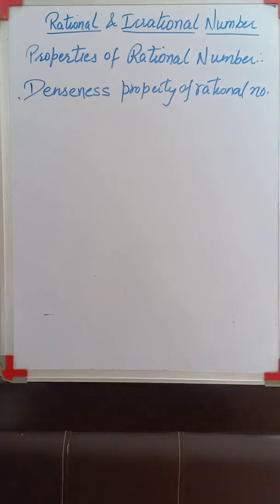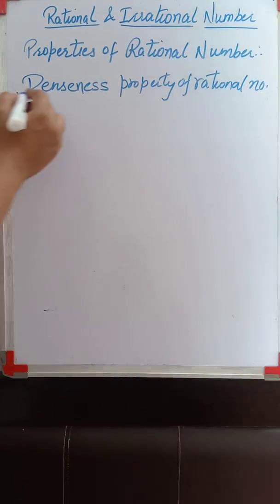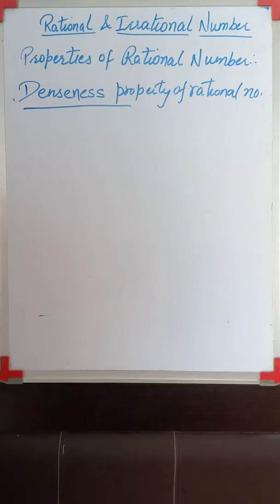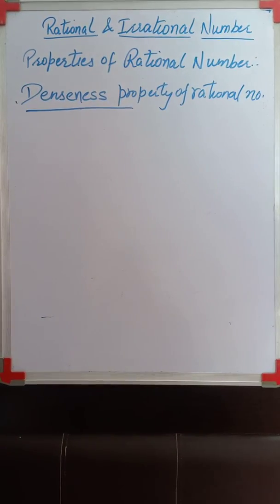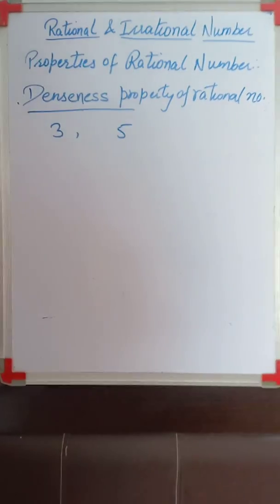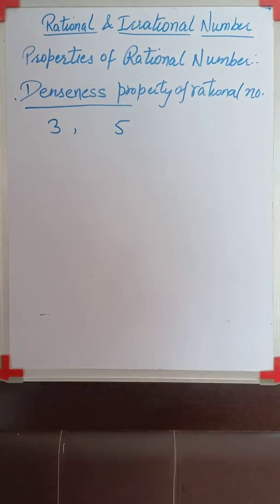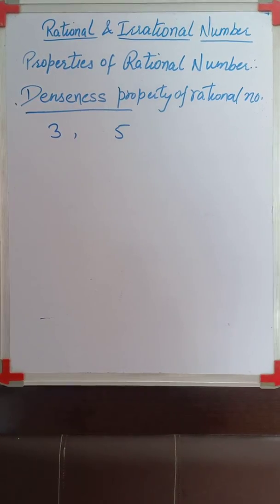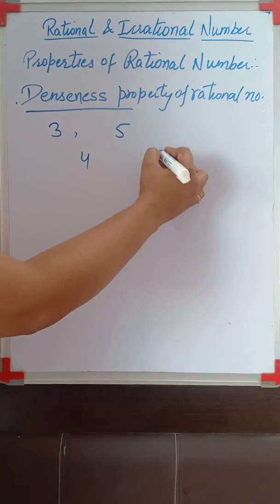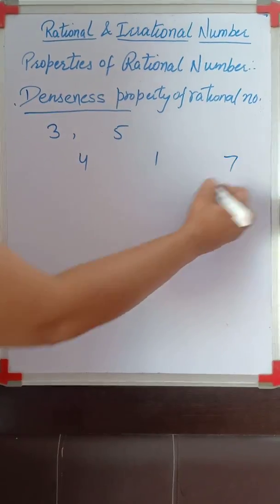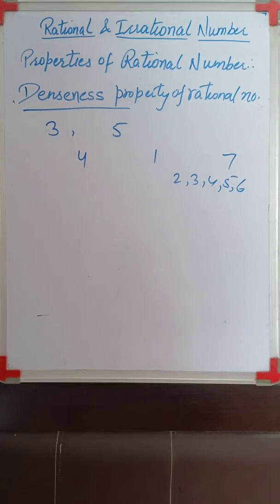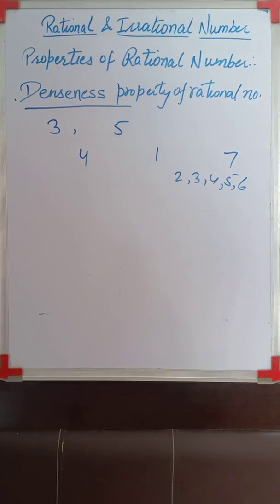So a very important property of rational numbers is what? The denseness property of the rational numbers. Now this property is different from the integers. If I say two integers like 3 and 5 and ask you to write the integers in between 3 and 5, it will be 4 only, right? If I say write the integers in between 1 and 7, it will be 2, 3, 4, 5 and 6, right? That means they have a finite number of integers in between.